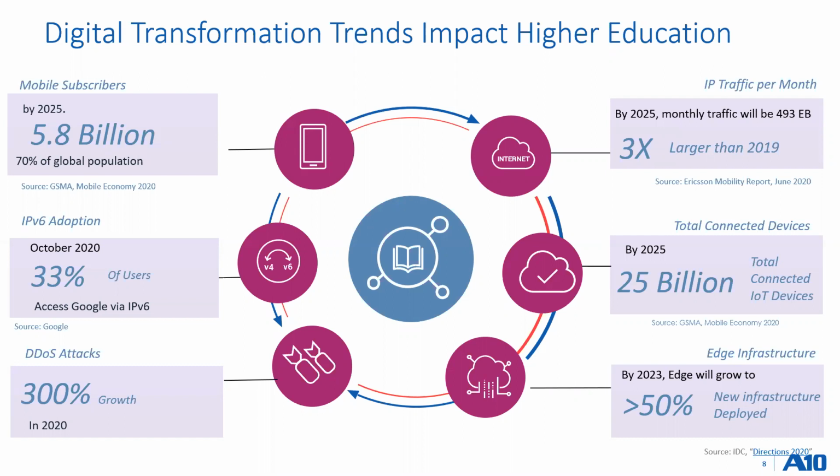IPv6 is another area where we work with a lot of higher education facilities. IPv4 and IPv6 adoption has been happening for some time, and right now it's approaching about 33% of users on IPv6. This is the global average. It varies a lot by country, so the U.S. would tend to be higher.